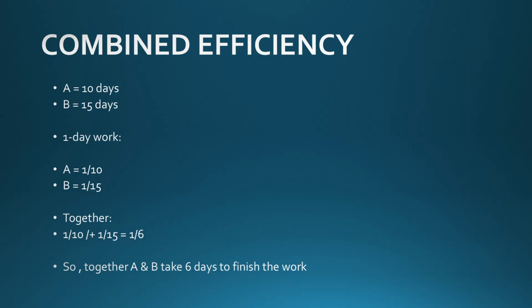So how many days will they take to finish the work? Simply the reciprocal of 1 by 6, which is 6. So their combined efficiency is 1 by 6. So together they'll take 6 days to finish the work. So whenever two people are working together, to find the number of days they'll take to complete the work, we combine their efficiency. We add their efficiencies.